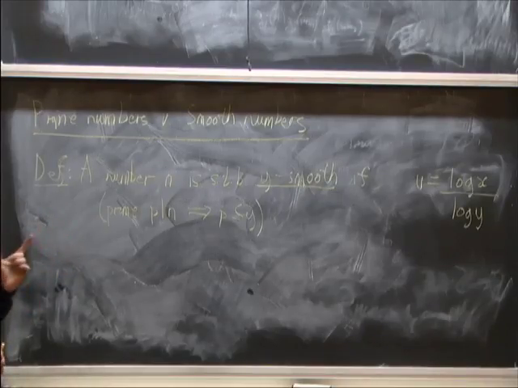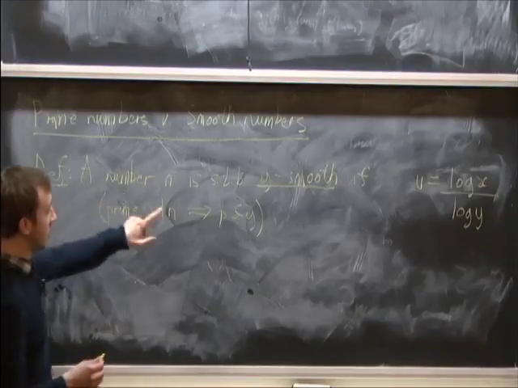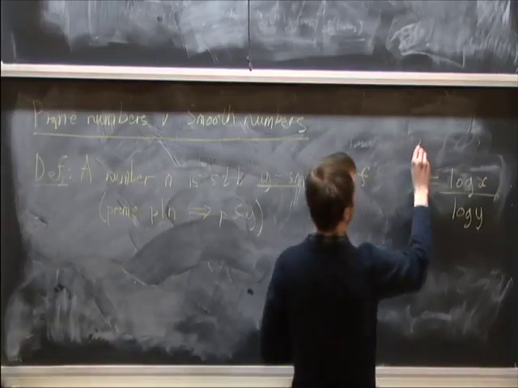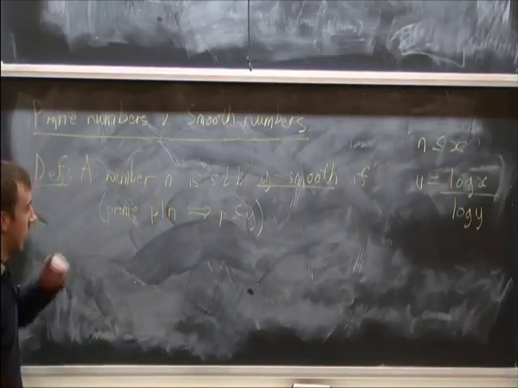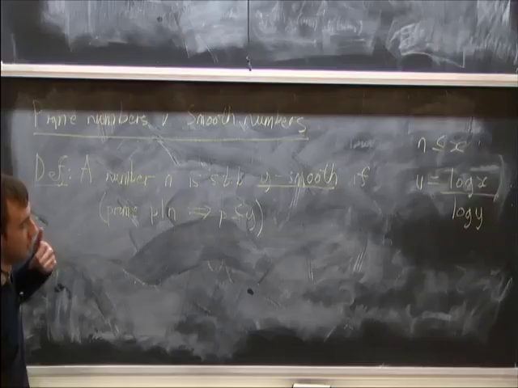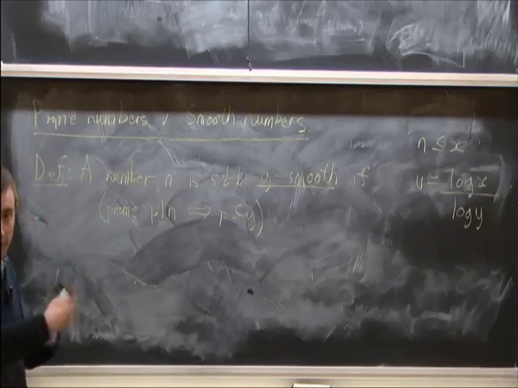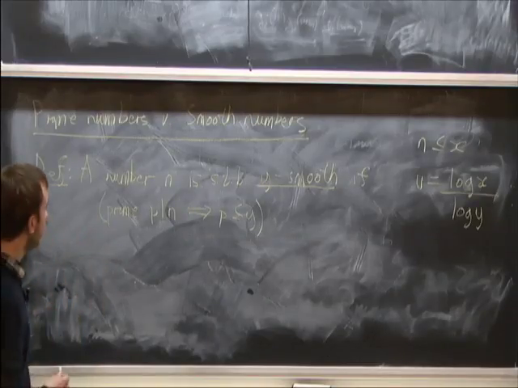One of the goals here is to get results that apply as uniformly as possible. So x is how far we're going to count, say n is less than x, and we want to get results that hold as uniformly in y as possible, for as wide a range of y relative to x as possible.